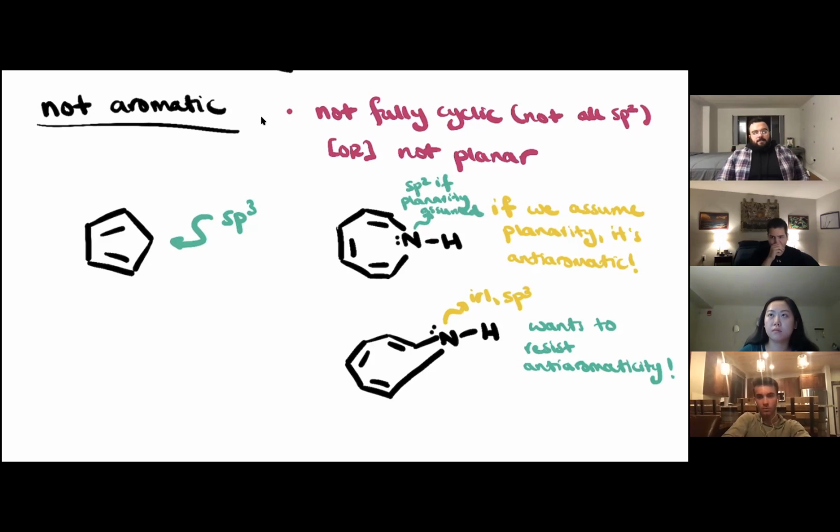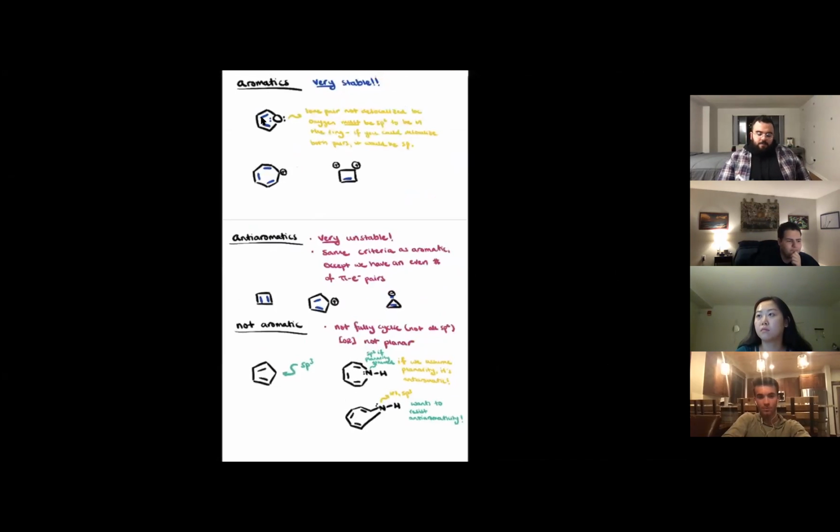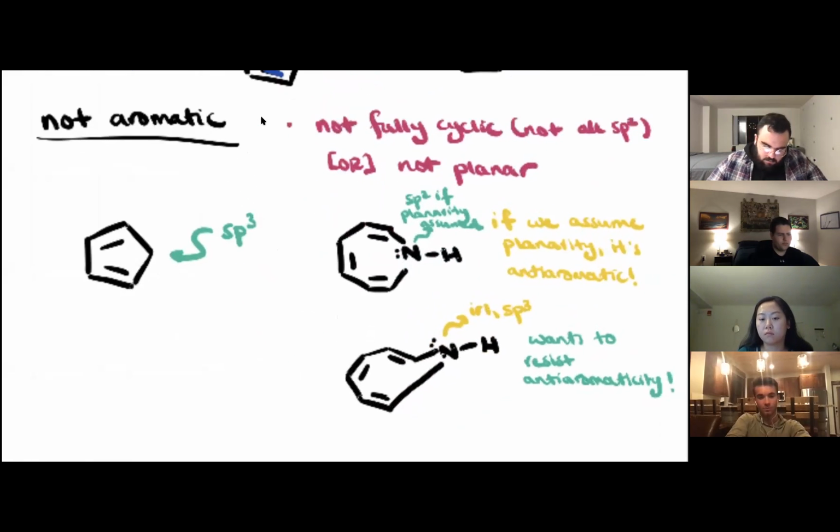Okay. Any questions on aromaticity? So in order for that 7-member one with the nitrogen on it to be not aromatic, then planarity cannot be assumed. Yeah, planarity cannot be assumed. Yeah, this is not actually planar.